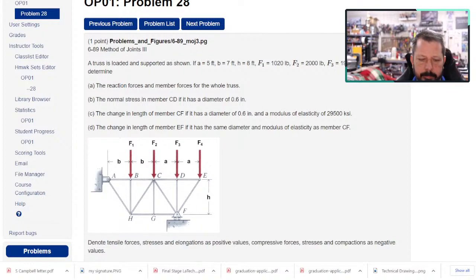Okay, there's the truss itself. Let's put our labels on there. Now let's put our forces on it. Well, let's do our reaction. So I've got a pin at A, kind of a sideways pin, but still a pin.